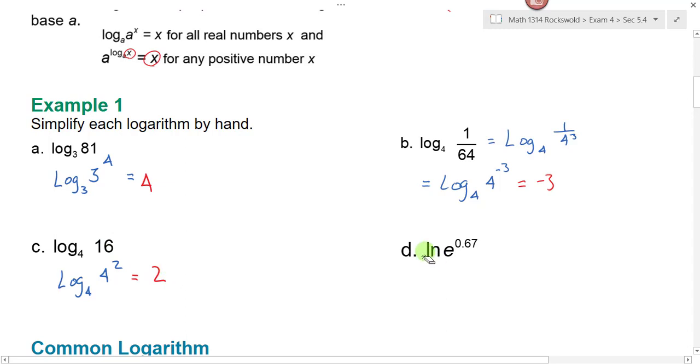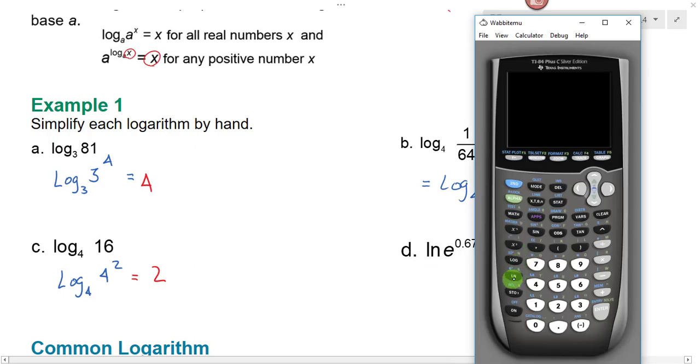On part D, we have something new, this ln. If you look at your calculator, right here above the ln, you see that e to the x, and that's how we got our natural exponent, Euler's number. e's and ln's are inverses of each other.